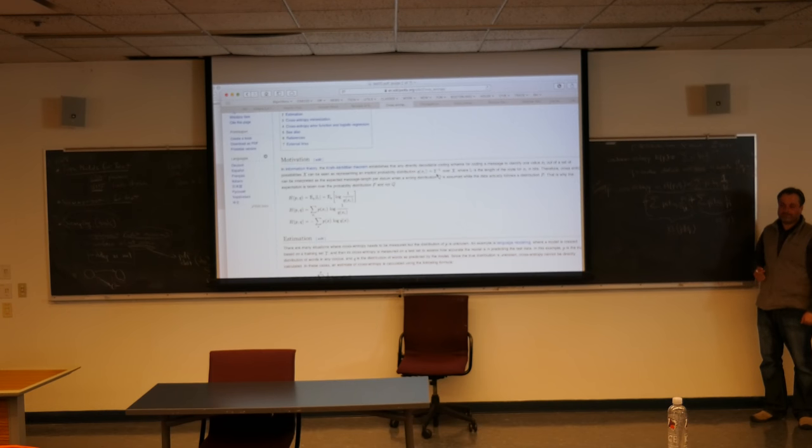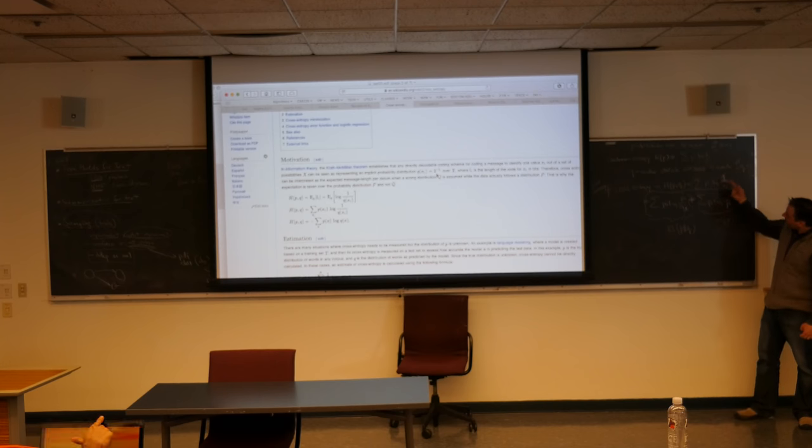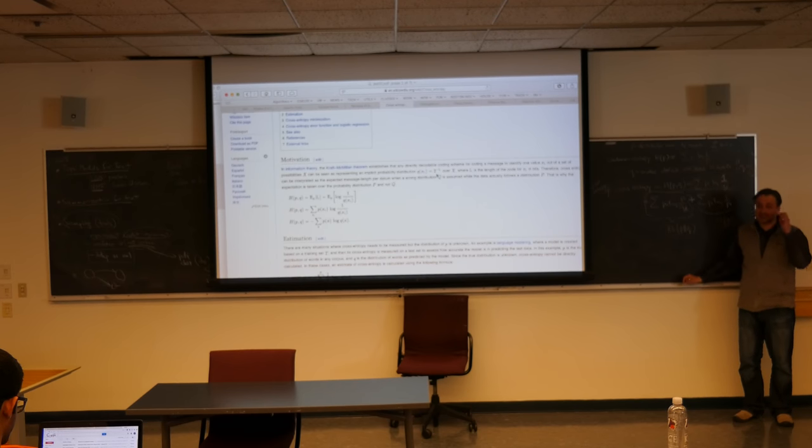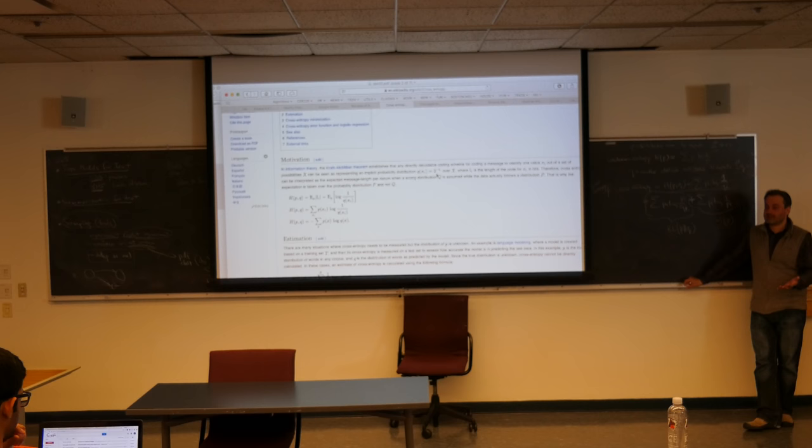That's the cross entropy. The difference is the KL distance, and it's easy to tell that if Q and P are the same distribution, the KL distance will be zero. However, this is not symmetric. If you look at Q versus P, this is not the same as P versus Q. So in that sense, it's not a distance in a geometrical sense. Distances are supposed to be symmetric. The distance from here to New York is the same as the distance from New York to here. That's not true for distributions.